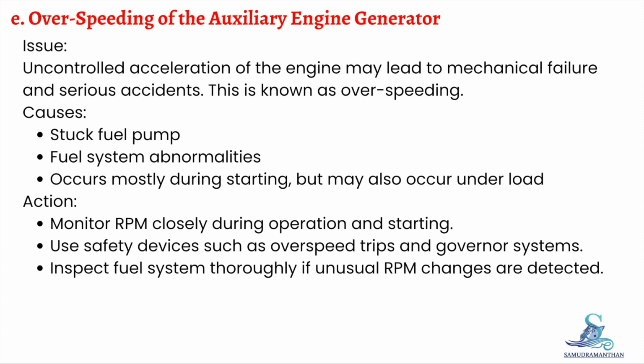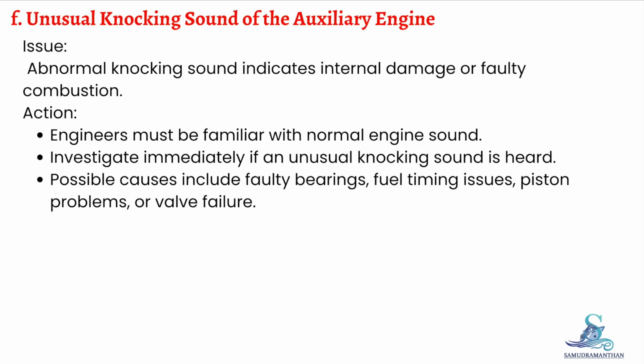Another dangerous condition is the overspeeding of the auxiliary engine generator. This occurs when uncontrolled acceleration of the engine takes place. It usually happens during starting, but can also occur under load due to fuel pump getting stuck or abnormalities in the fuel system. Overspeeding may lead to serious accidents and mechanical failure. Therefore, you must monitor the engine speed continuously using appropriate monitoring systems and alert senior engineers if abnormal speed is detected.